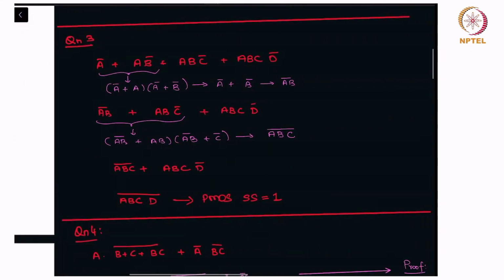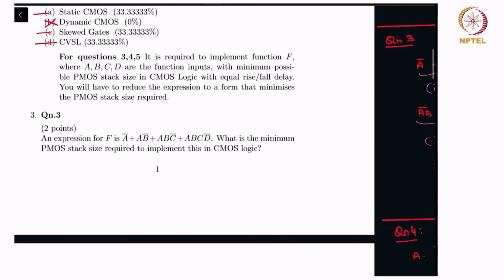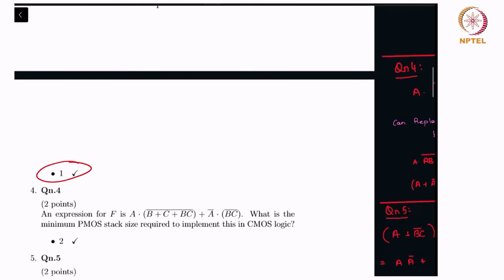So in question number 3, this is the expression, and clearly you can see this is the reduction. It finally reduces to A times B times A and B and C and D the whole bar, which is just a 4-input NAND gate. And you can pause the video at this point to see the working of the reduction, right? But yeah, a 4-input NAND gate requires only a PMOS stack of size 1. So that's the answer.